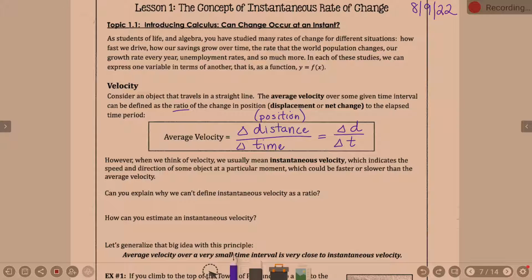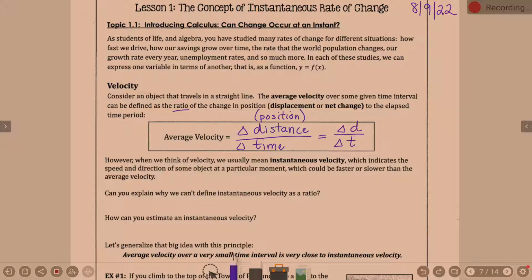Now, what we're actually going to go with, because the concept is instantaneous rate of change. So when we think of velocity, we usually mean instantaneous velocity. You usually ask, how fast are you going at that moment in time? That idea indicates the speed and direction of some object at a particular moment, which could be faster or slower than the average velocity. So now the question is, why can't we define instantaneous velocity as a ratio?